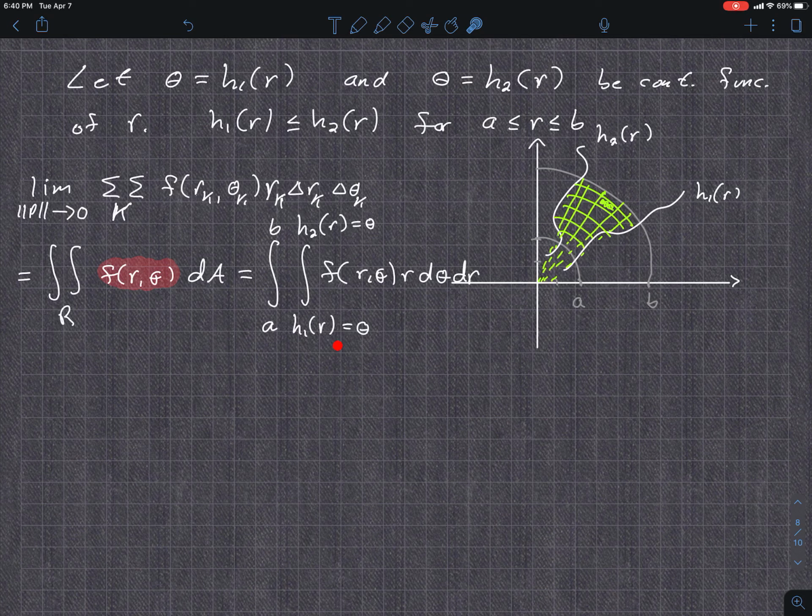So then it's the same kind of thing. It's just that you have now d theta dr. So it's the integral from h1 of r to h2 of r, and then from a to b. So let's look at an example of that.